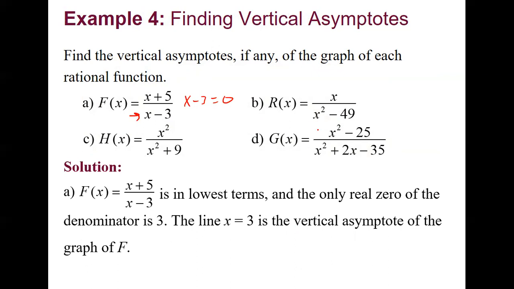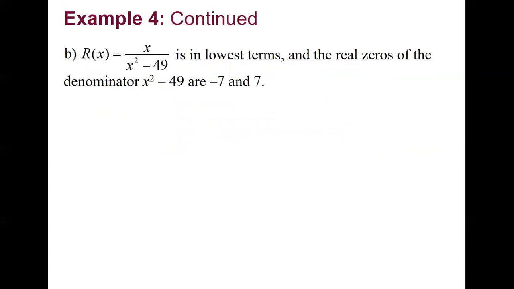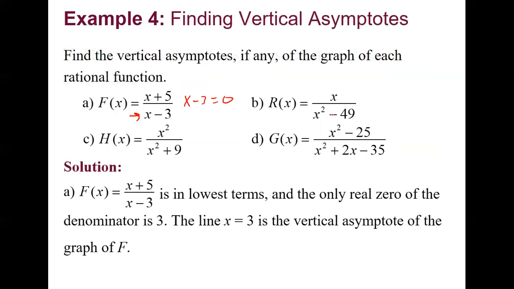Okay. Let's look at B. So for B, we have x over. Uh-oh. I didn't want you to answer yet. We have x over x squared minus 49. This one, before I get started, I have to factor. So I asked myself, what multiplies to give me negative 49, but adds to give me 0? Well, that would be positive and negative 7. So when I set each one of them equal to 0, what do I get? Negative 7 and 7. So we have x equals negative 7, x equals positive 7.